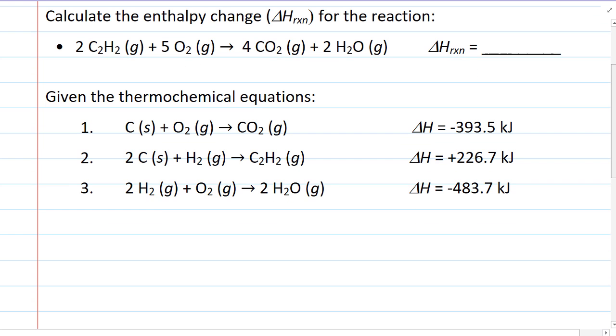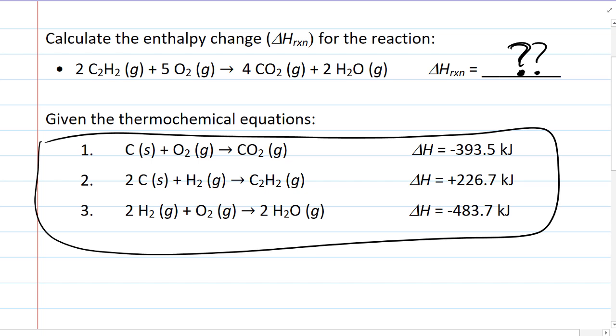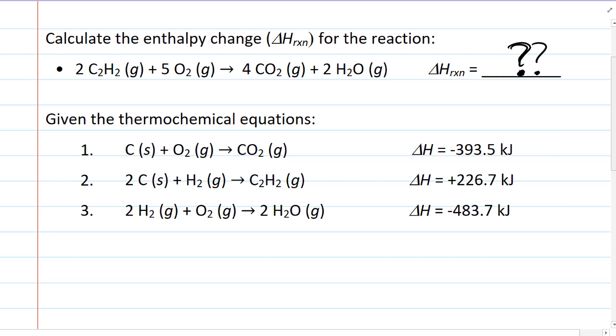So that takes us to our next problem in our packet. It says that we want to calculate the enthalpy change for this reaction. In other words, we want to know what this value is equal to when we know these three values. So what we're going to do is manipulate these three equations so that they sum together to give the one up above.